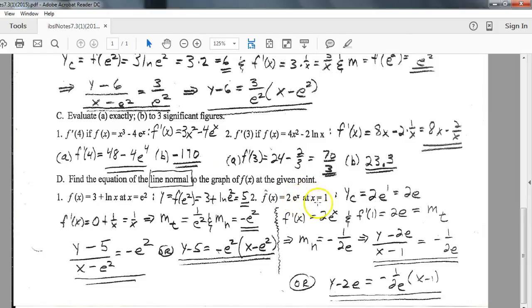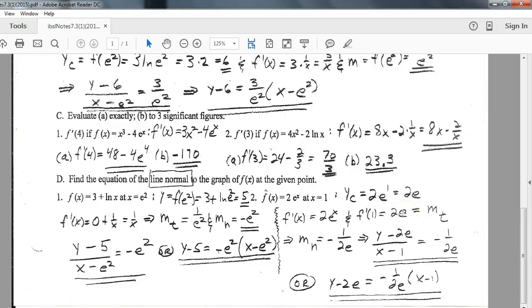And here's the very last one, kind of more of the same, using the new rules. For this one, if x is 1, I can sub in a 1 right here for x to get my y coordinate. So 2e to the first is my y coordinate. And if I find the derivative of 2e to the x, which is 2e to the x, I can sub in a 1 right here, and I get 2e for my slope.